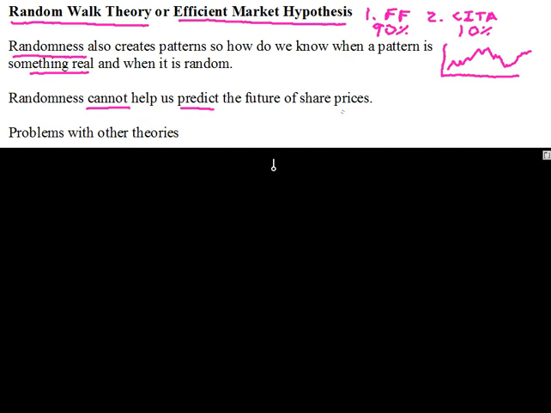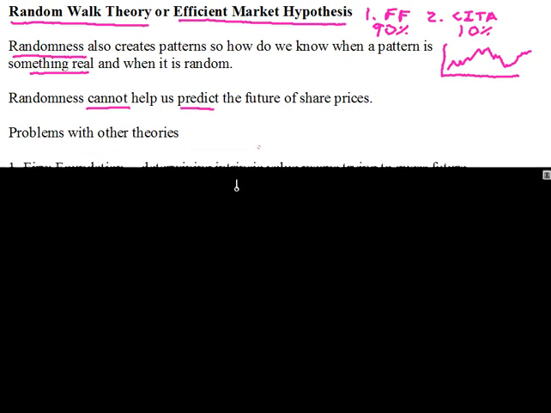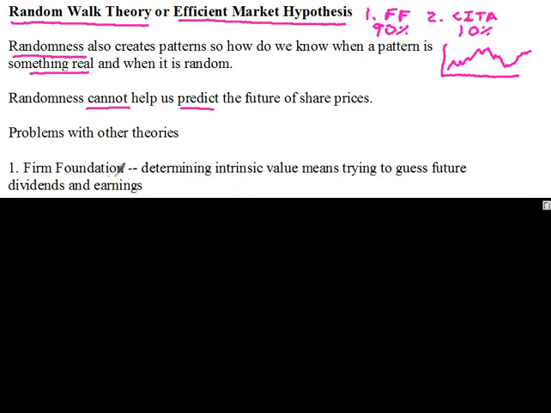So let's see what the problems with the other theories are. According to the random walk theory, or efficient market hypothesis, the problem with the other theories of investment was this. One, the firm foundationalists were trying to determine intrinsic value, which meant they were trying to guess, and that word now becomes really important, what the future dividends and earnings of the company will be, so that they can figure out the intrinsic value of the company and determine whether or not they're going to buy it.